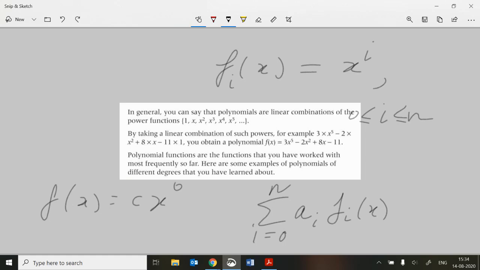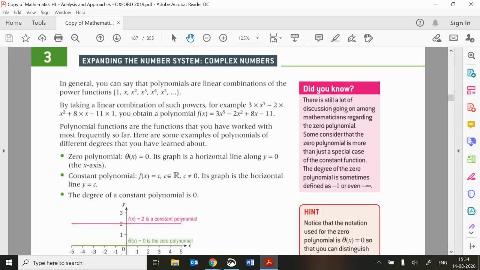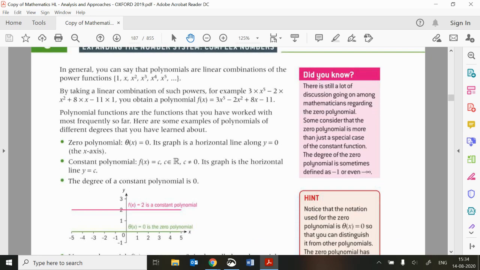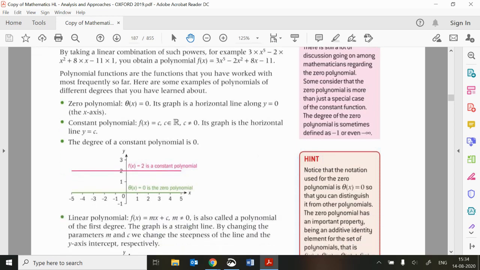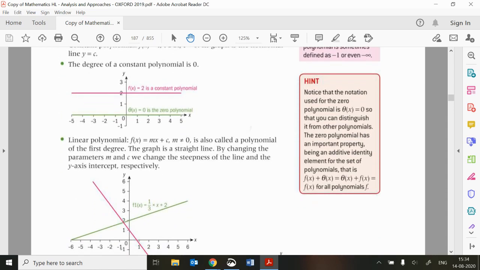So this one is less clearly well defined, and they actually talk about the fact that this is not particularly defined in mathematics as well. There's still some discussion about this, but we all agree that the zero polynomial is going to be equal to 0. To be honest, most exam questions won't test you on that, and it's just not particularly interesting when it comes to questions in general.